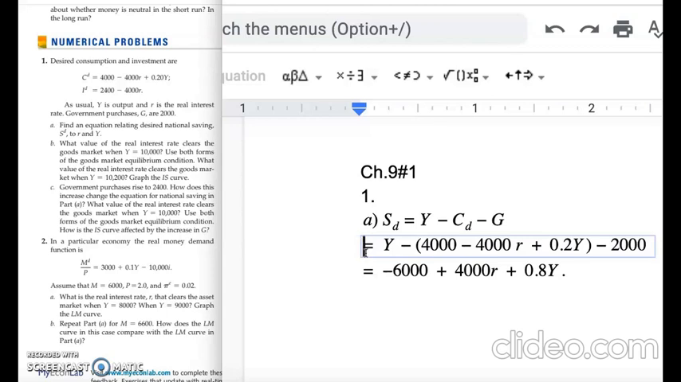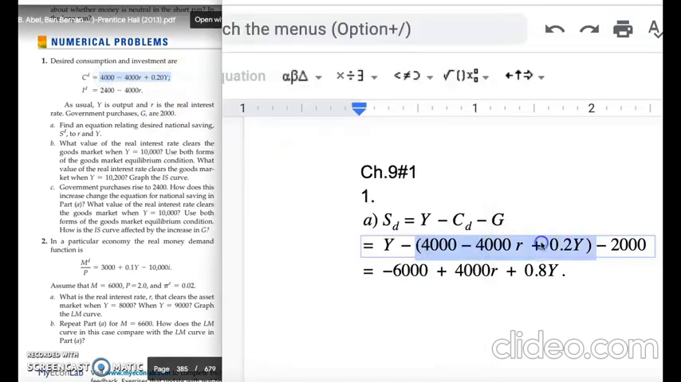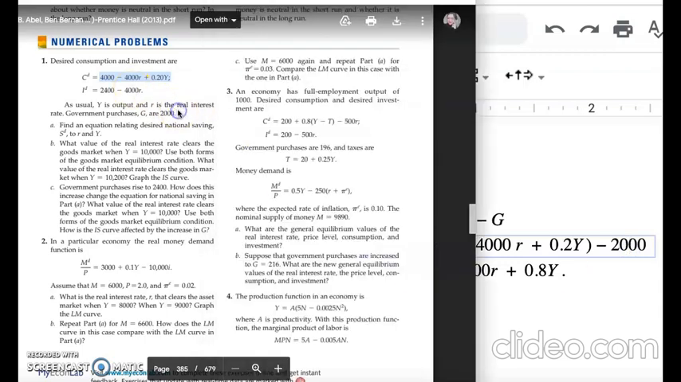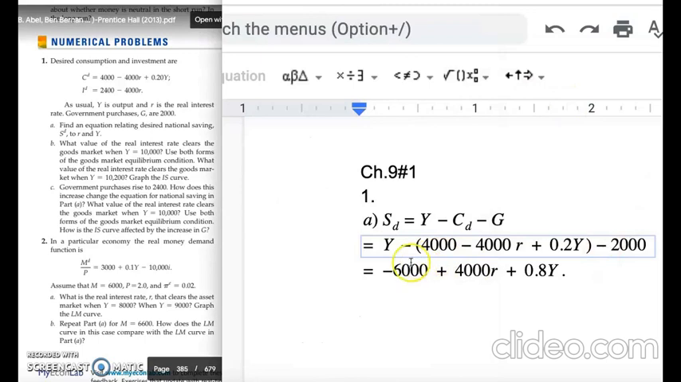into this equation. So we replace desired consumption by this equation, as you can see, and we use government purchases as 2,000 as given in the problem. After calculations, we will have the final equation. This is the desired national saving equation.